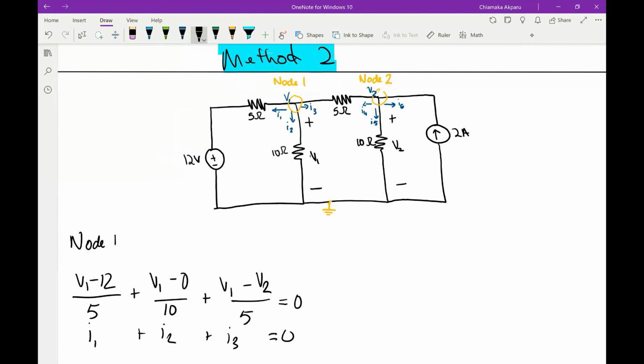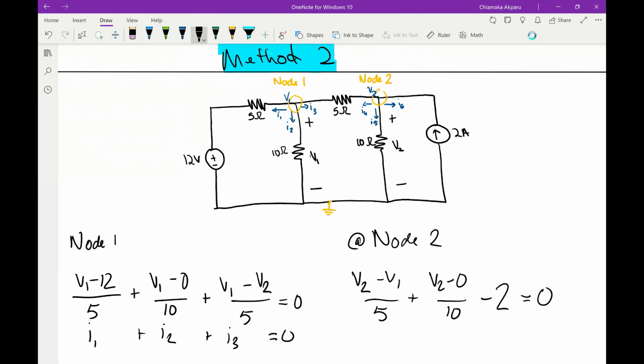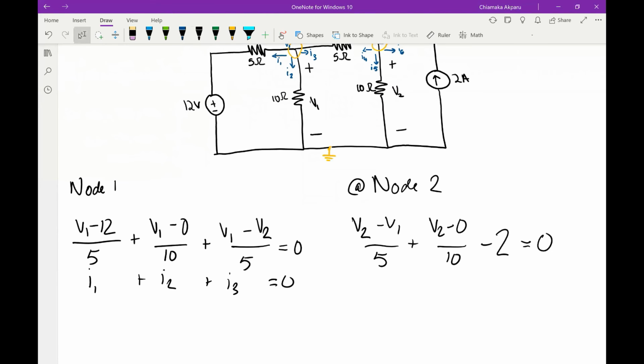Now we're going to do the same thing for V2. So at node 2, we're going to have V2 minus V1 over 5 for I4, plus V2 minus 0 over 10 for I5. And then we're going to subtract 2 because we're subtracting the current going this way, which will be the negative 2 amps, and so all of that is equal to 0. Now we're going to do similar methods to what Chiamaka did and multiply the equations by 10 to get rid of the fraction.